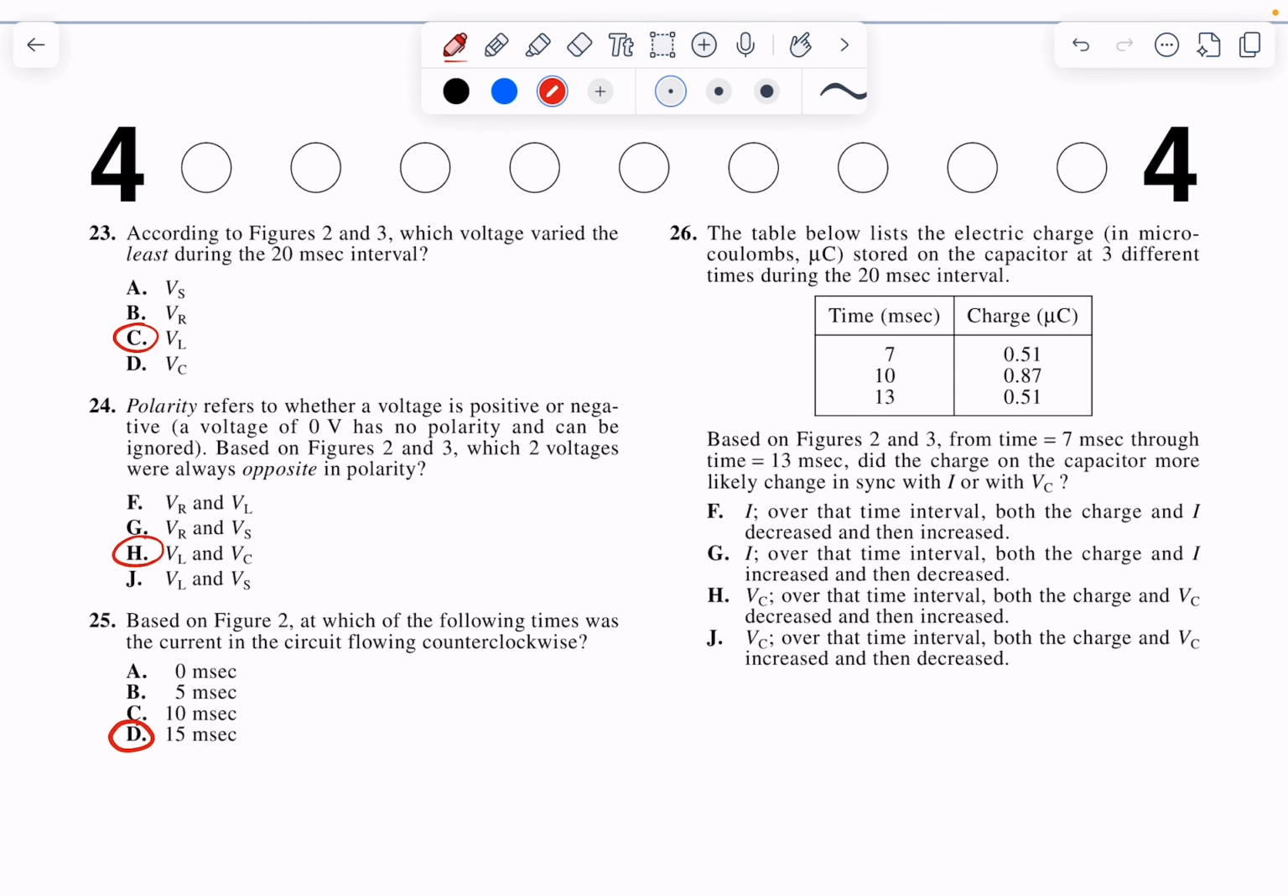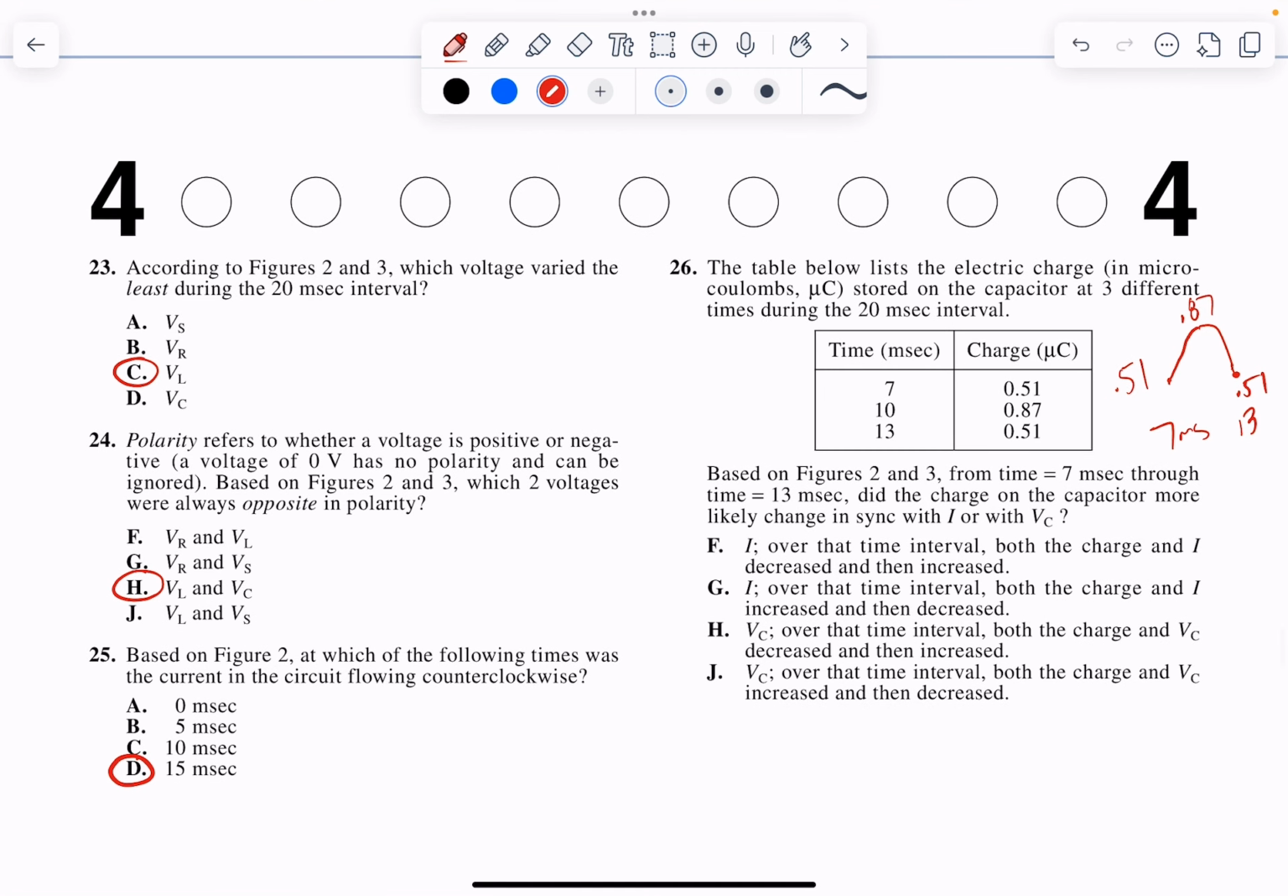Okay, 26. The table below lists the electric charge in microcoulombs, which is that right here. That's a micro, fun fact. Stored on the capacitor at 3 times during a 20-second interval. So at 7 milliseconds, it's 0.51. Then it goes up to 0.87. And it's going back down to 0.51 at 13. So this is based on figures 2 and 3 from time 7 milliseconds through 13. Did the charge on the capacitor more likely change in sync with I or with VC?